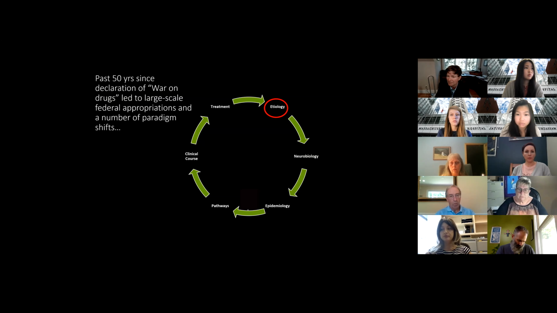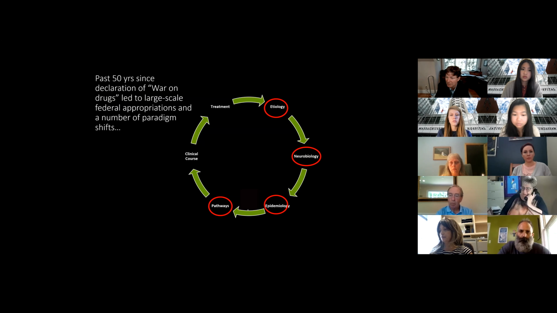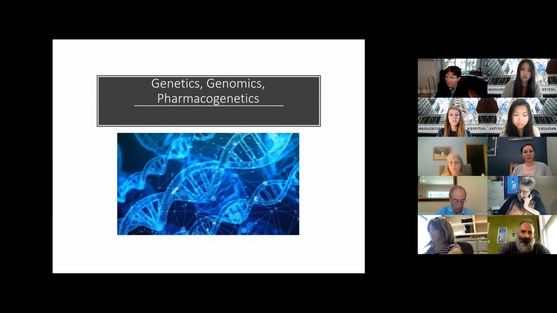We've learned a lot about the causes of addiction, the fact that it's multifactorial, that there are genetic components, things we didn't know 50 years ago, about its impact in the brain, the risk factors in the population, which elevate or decrease risk for onset of substance use disorders, different pathways into and out of substance use disorders, the clinical course, and different treatments that have really come about as a result of what we've learned.